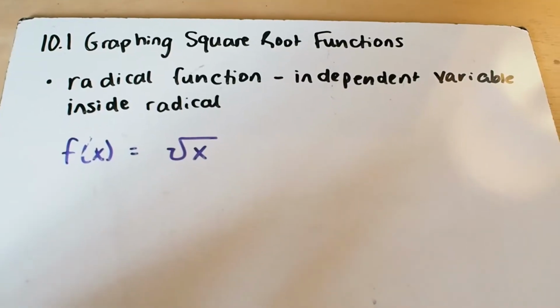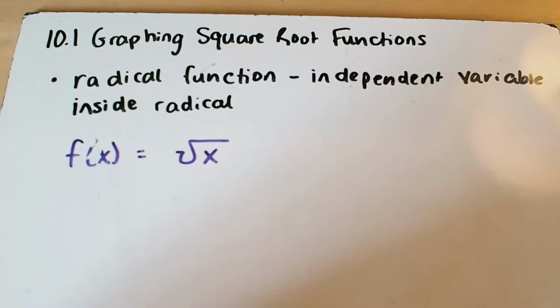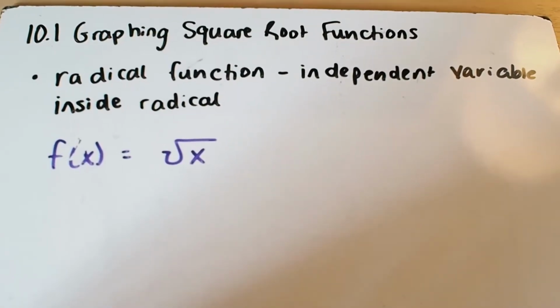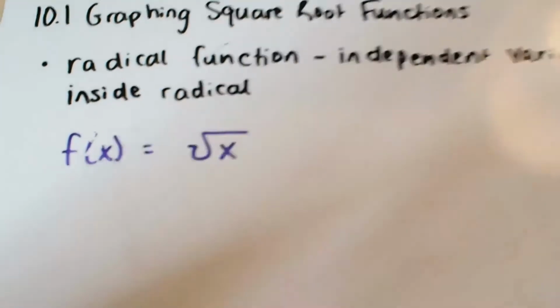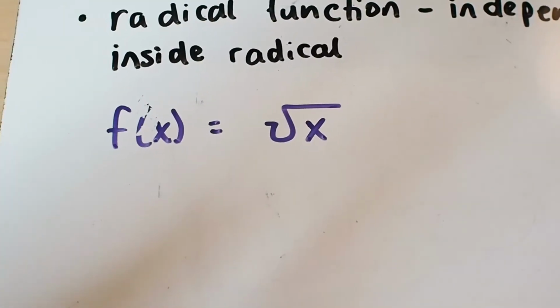Okay, today we're starting on chapter 10, where we talk about graphing square root functions. We're going to start by defining radical functions. A radical function is where the independent variable occurs inside the radical. So as you can see here, f of x is equal to the square root of x.